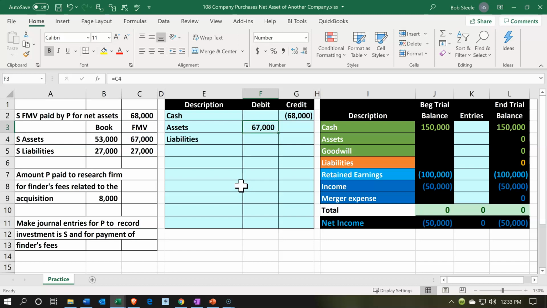Then the liabilities are going to go on the books. They will be a credit. So liabilities are going to go up in the credit direction. We incur the liabilities as part of this process as well. So I'm going to say negative of, again, the fair market value, which happens to be the same in this case. So there we have the 27,000.